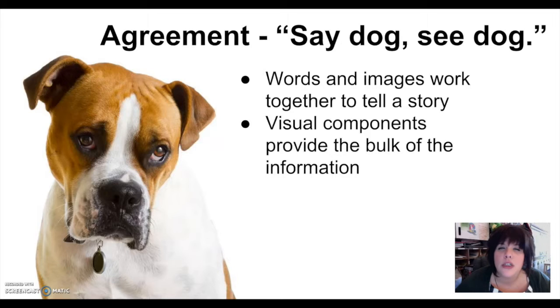Words and images work together to tell a story. They're dependent on each other. And sometimes when we're making movies, we don't really think about the images that we're showing and whether or not they actually match up with what we're talking about. Remember, visual components provide most of the information to the viewer. So you might have a really great voiceover, but it's your pictures that do the communicating.